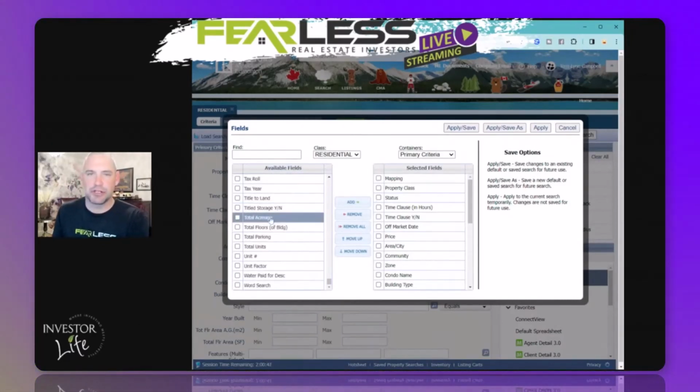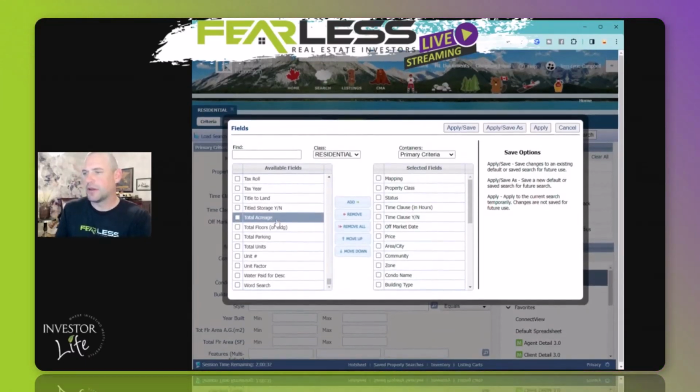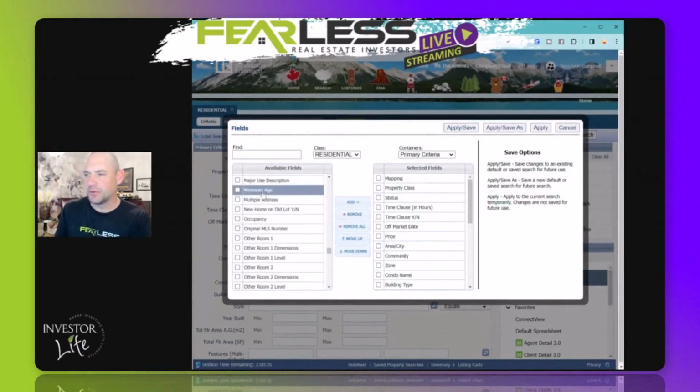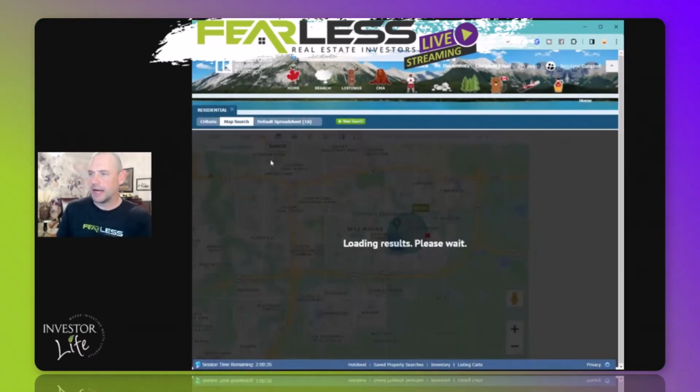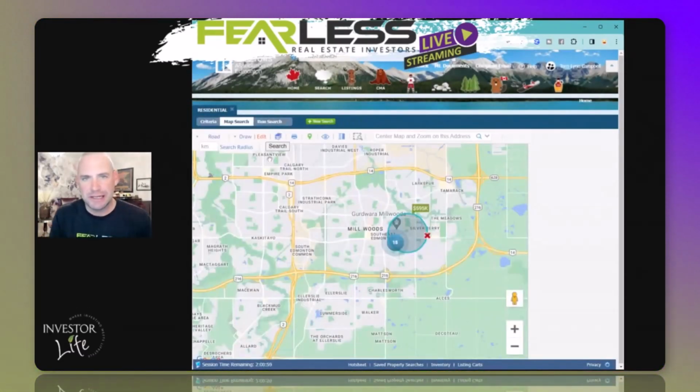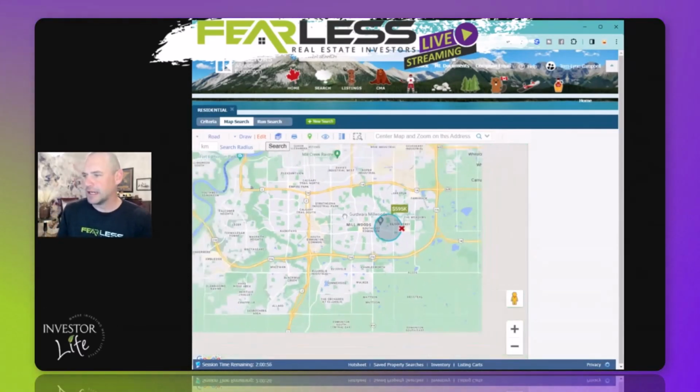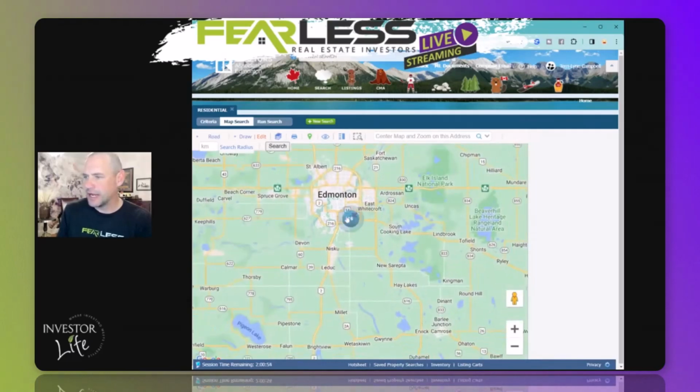What is the total acreage? If you want something that's a minimum of so many acres, whatever the case might be, we're able to search as realtors. Now, what I did is I mapped a search. So instead of putting in a city or a community or a zone, what I did is I went into the city of Edmonton. I'll just zoom out here so you see Edmonton.